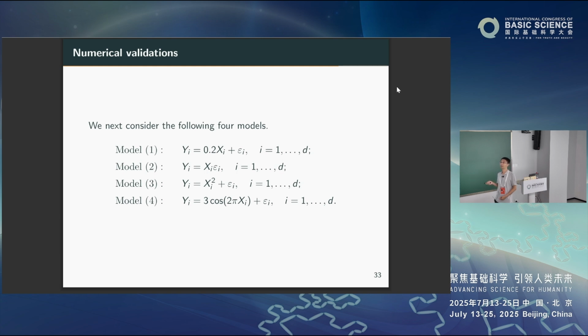We also consider these four example models to investigate the power performance. In model 1, y depends on x linearly. In model 2, this is a heterogeneous model. In model 3, y depends on x nonlinearly, with a quadratic form. And in model 4, there is a periodic relationship between y and x because we use the cosine function.